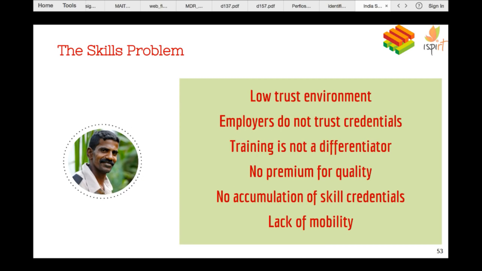And the skills problem is really this: you have a low trust environment where you don't trust credentials because they're very easy to fake. You don't trust training because, again, you don't trust the training providers. Hence, there's no premium for quality since you cannot measure the quality. And also when these people move jobs, so for example, a security guard moves from one employer to another, they're unable to take their history and experience with them in a provable manner, and hence it does not really result in salary growth for them.